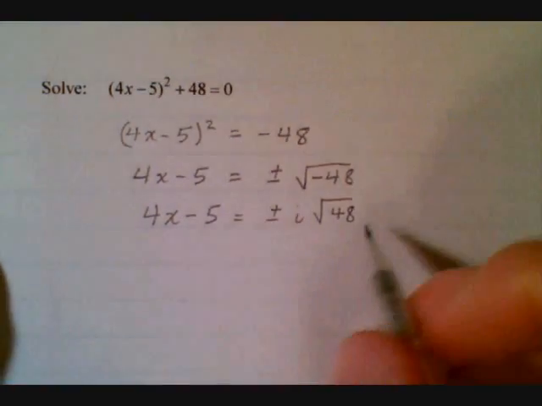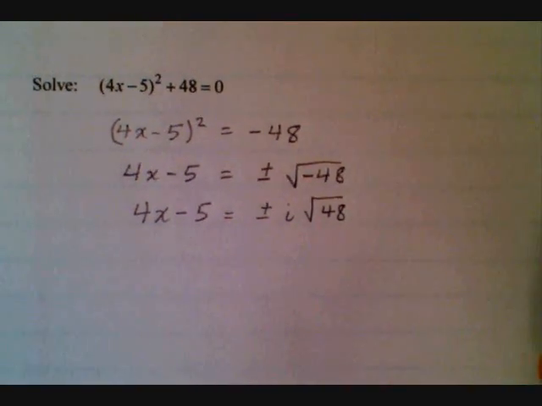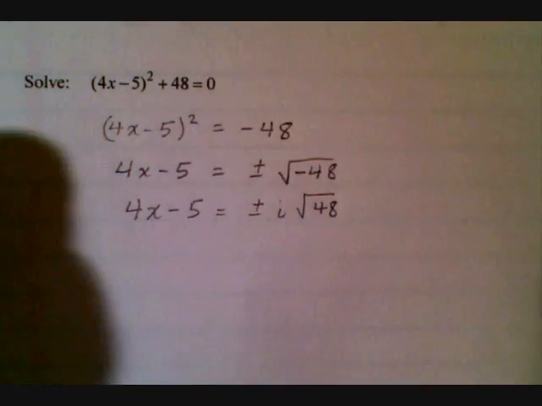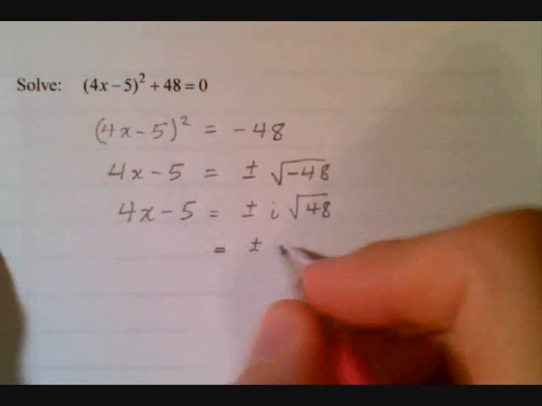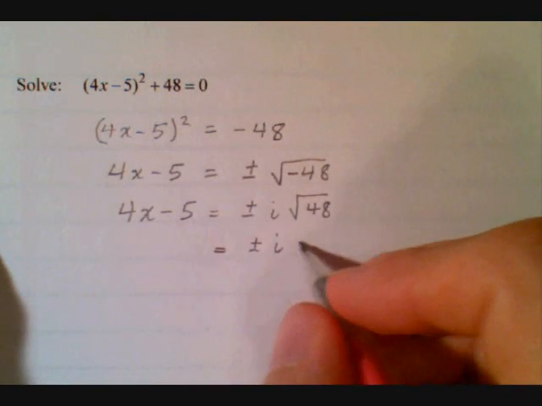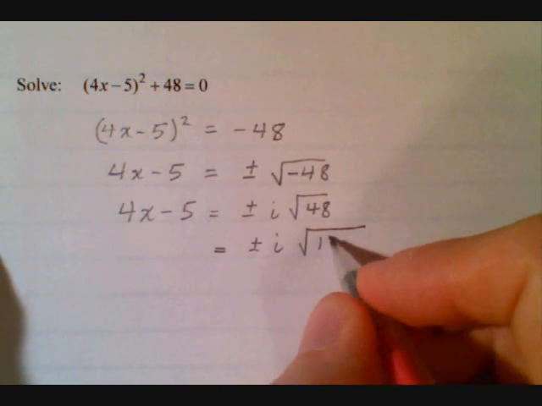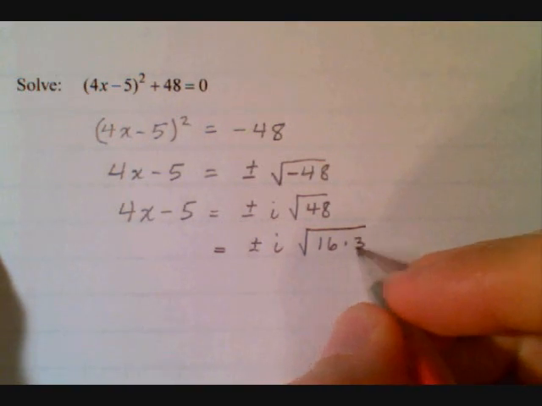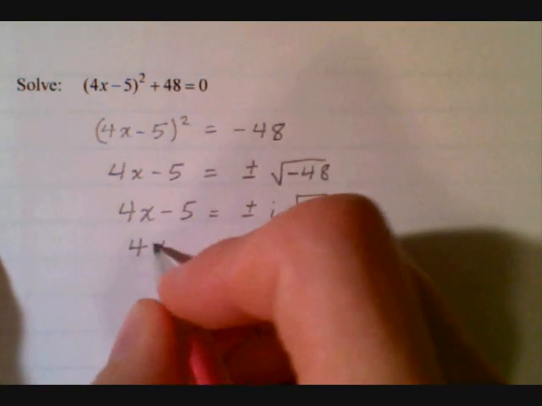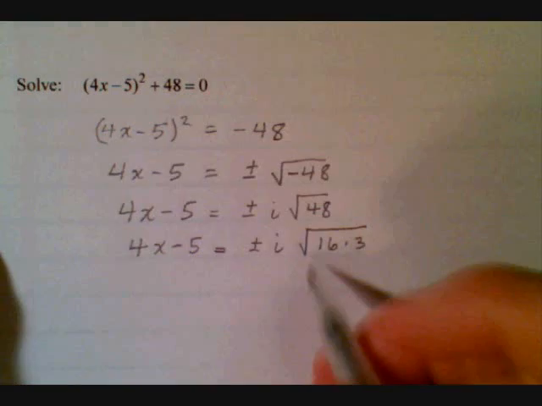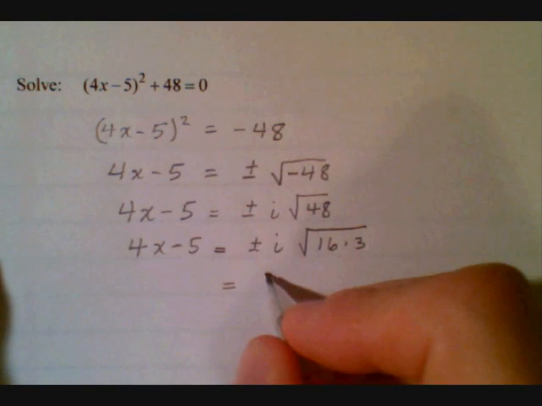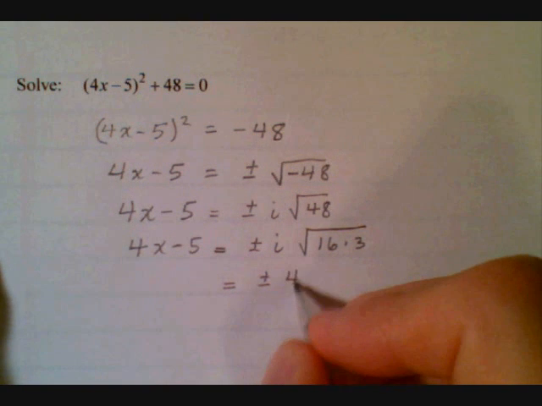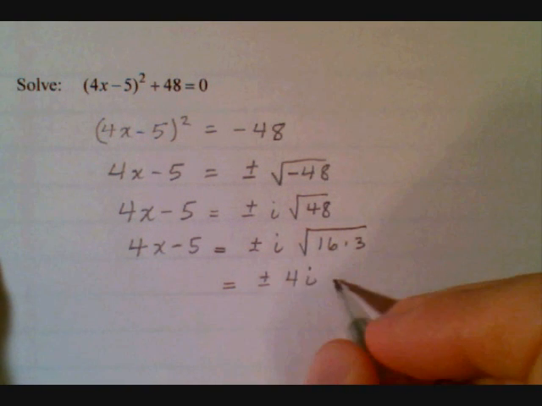Now what I want to do is simplify this radical, the square root of 48. Hopefully you'll notice that 48 is 16 times 3. And the square root of 16 is 4. Bring the 4 in front of the i. Put the square root of 3 in the back.